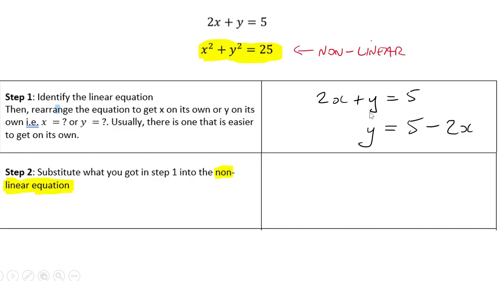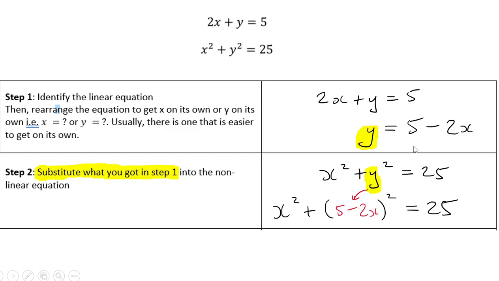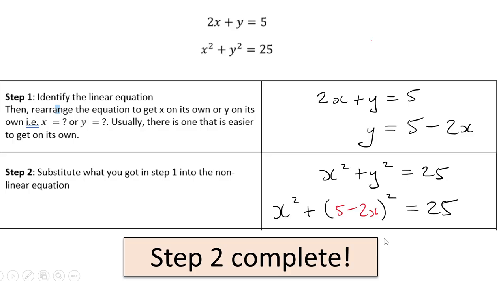So the non-linear equation is x squared plus y squared is equal to 25. Instead of y, you're going to swap in 5 minus 2x. You're going to substitute in, and as Tommy Cooper would say, just like that. So there's y, and substitute instead of y, 5 minus 2x. Very simply, just sub it in there. So that's still x squared plus (5 minus 2x) squared equals 25. And now you've allowed yourself a chance to solve this because you've only got one unknown. So that's step 2 complete.